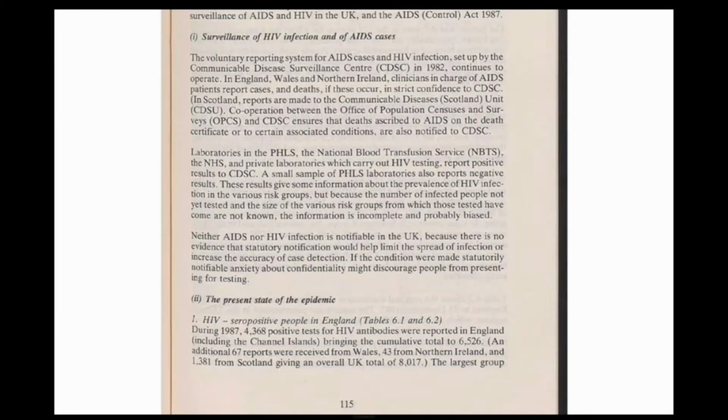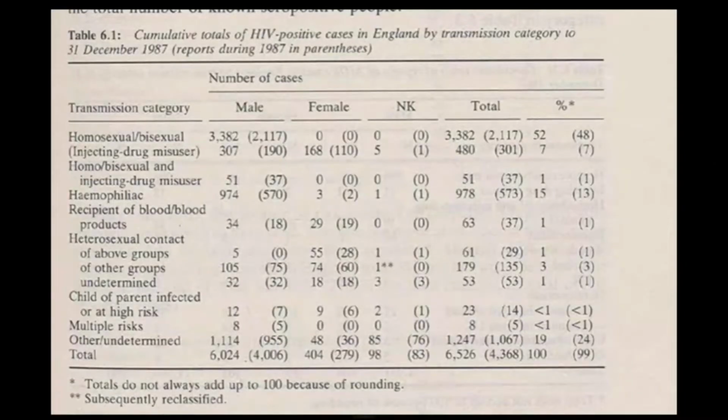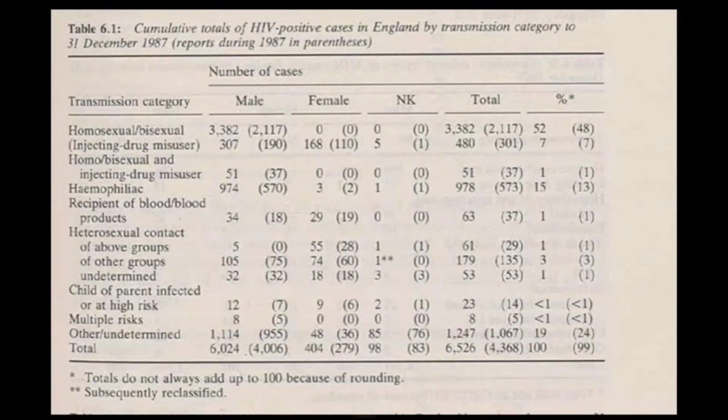And then if we could go next, please, to page 125 within the same chapter. And zoom in on the table 6.1, please. So again, this year, detailed information is given, cumulative totals of HIV positive cases, this is just in England, not the UK, by transmission category. And they've got the cumulative totals, then in brackets, the totals for the year. So, for example, could we highlight the rows for haemophiliac and recipient of blood and blood products, please?